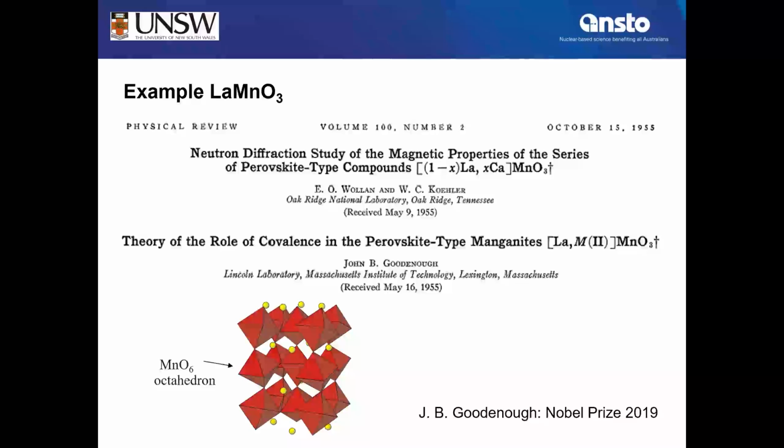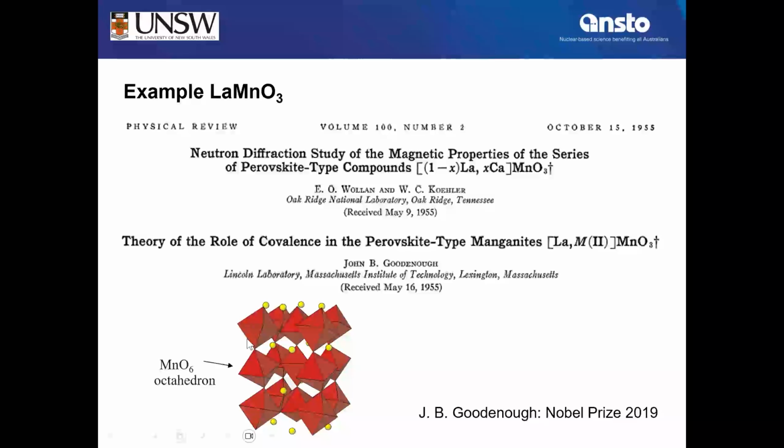John Goodenough, who actually wrote that paper in 1955, I looked up his publications, and he had another paper on lanthanum manganite in 2017, so just 5 years ago. He got the Nobel Prize in 2019, and unfortunately he died last year. So he was working on these transition metal oxides for almost 60 years. I think that's quite impressive.